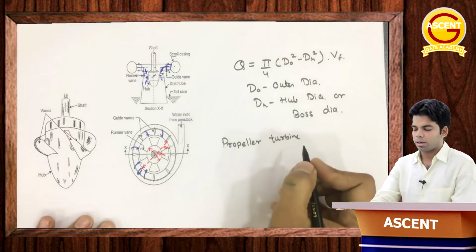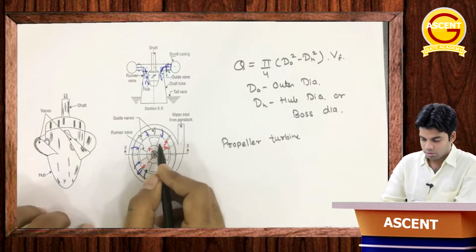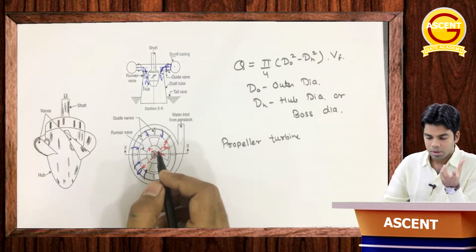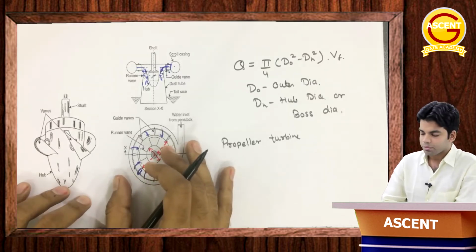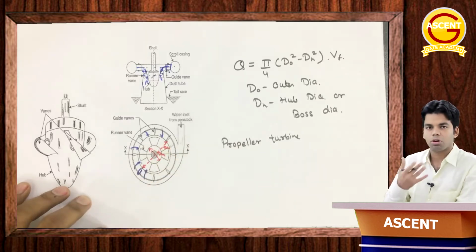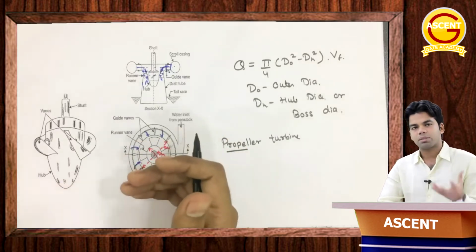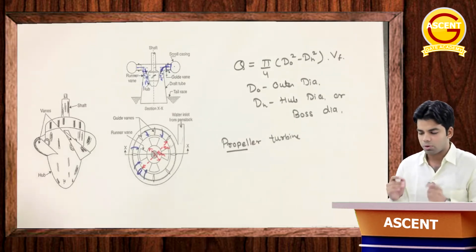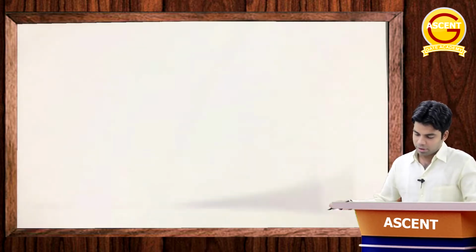Everything is the same in the propeller turbine, except the difference that in the Kaplan turbine the runner blades can be adjusted according to the power. So it has better part-load efficiency. But in the propeller turbine, the runner blades are fixed, in the sense they cannot be adjusted according to the flow or according to the power. So obviously Kaplan turbine is much better for part load, but everything else is the same for the propeller turbine as well. Now I will show you the velocity triangle and the power developed in this turbine.